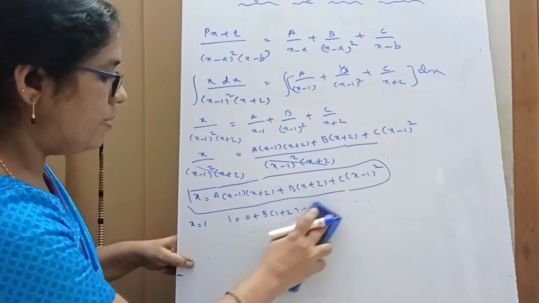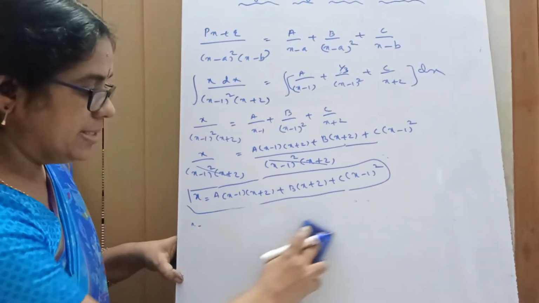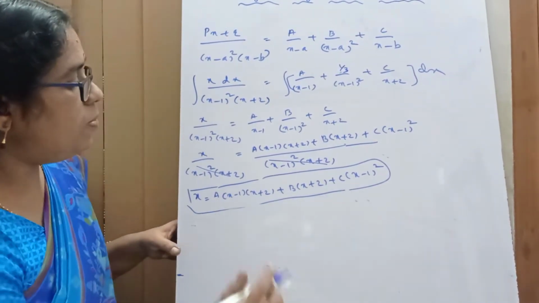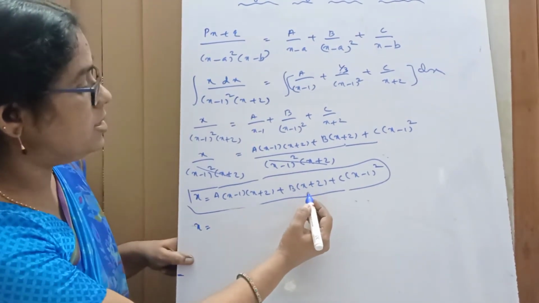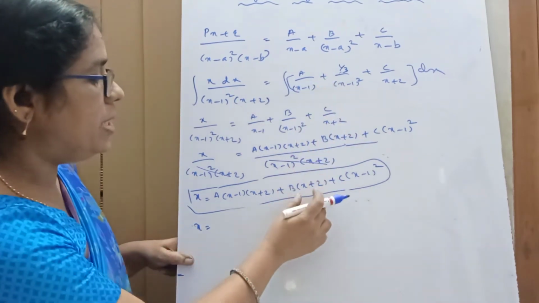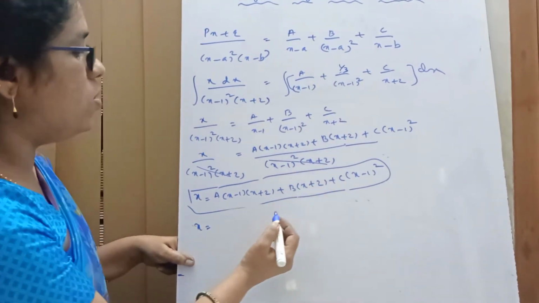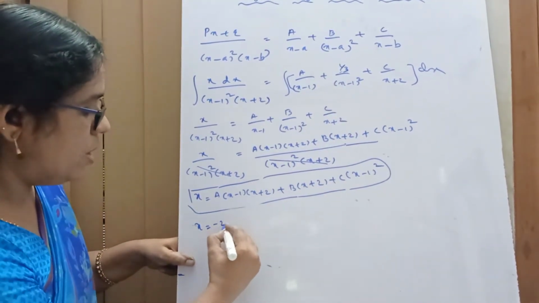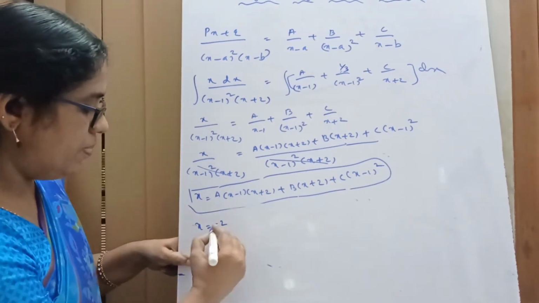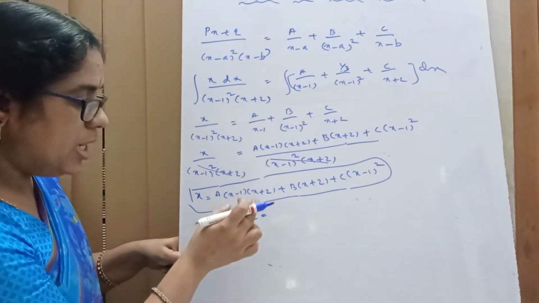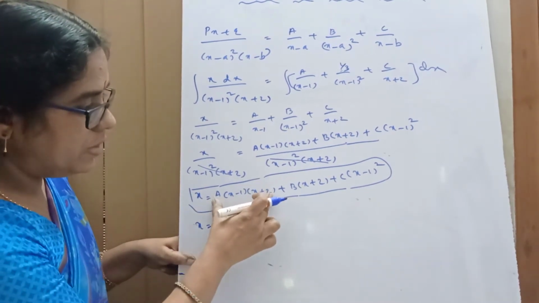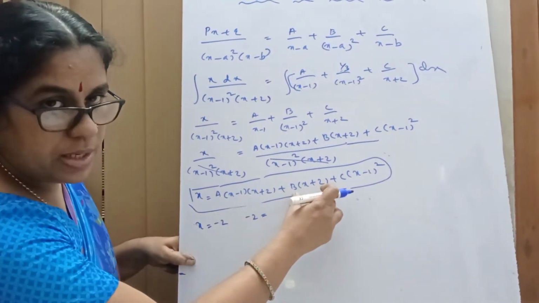Then next we have to find a and c. For this, in the first step we got the constant b. Then put x equal to minus 2 throughout. That is, the left side becomes minus 2. Here when we put x equal to minus 2, the first term becomes 0, the last term becomes 0.